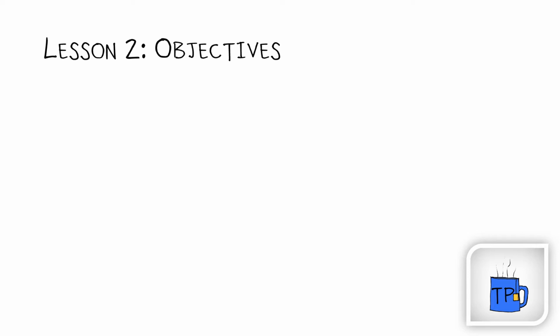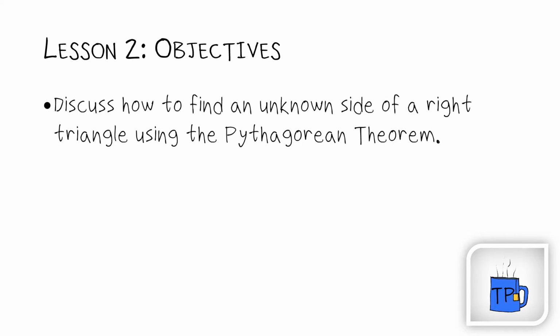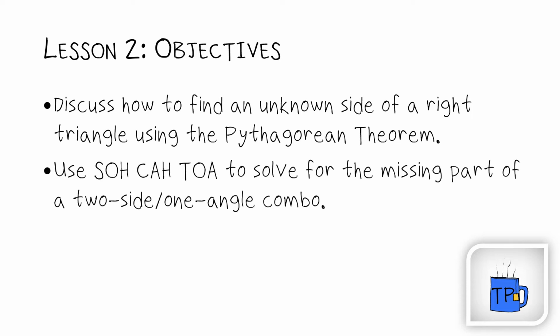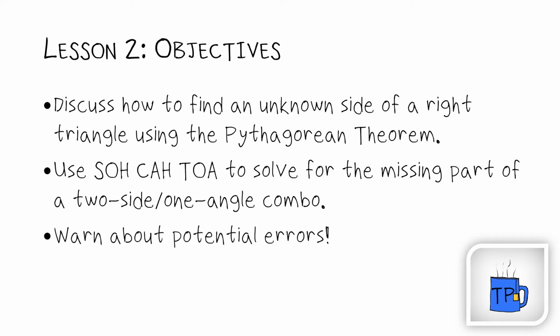Our objectives in Lesson 2 center around some more fundamental math skills. Specifically, we're going to be working with right triangles. We're going to discuss how to find an unknown side of a right triangle using the Pythagorean Theorem. We're going to use SOHCAHTOA to solve for the missing part of a two-side one-angle combo on a right triangle. And also we're going to try to warn you about some potential errors that are commonly found among new mathematicians of right triangles.